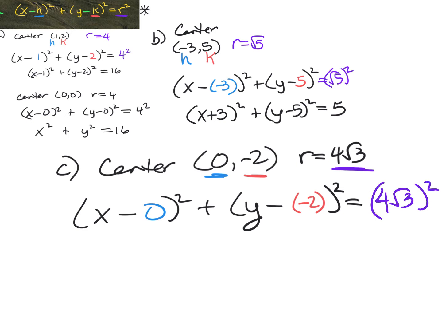So again, the x minus 0, I'm just going to simplify to an x squared. Then the negative negative by the y turns into a plus sign. And then we already did the 4 square root of 3 squared, and that was 48.